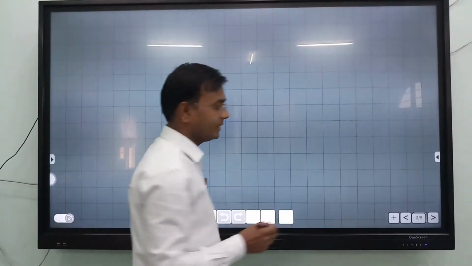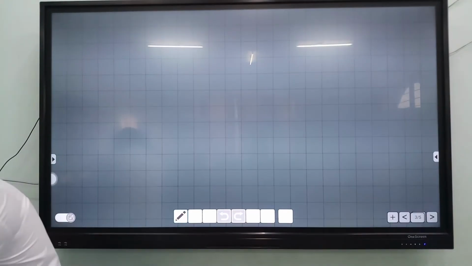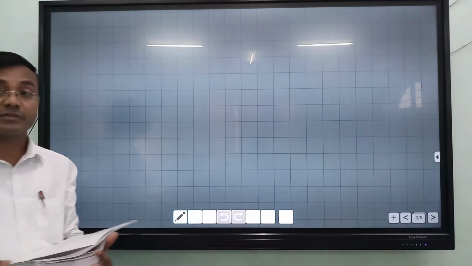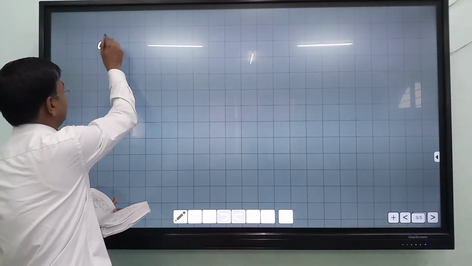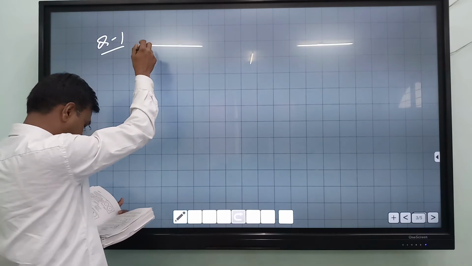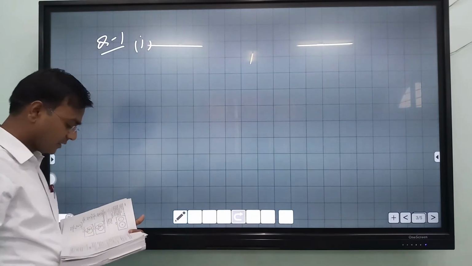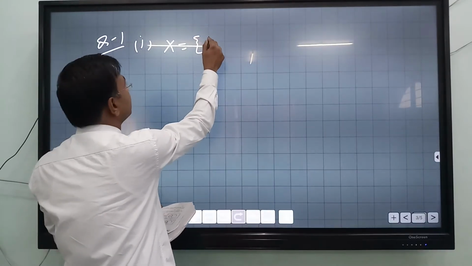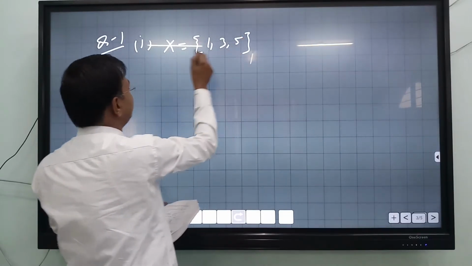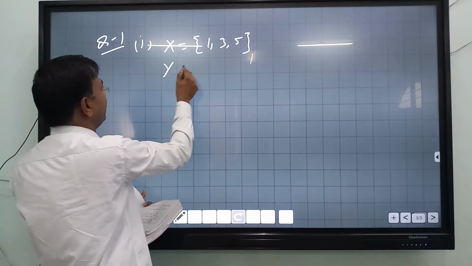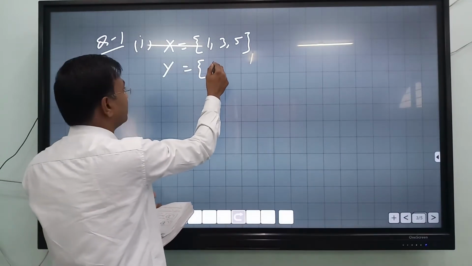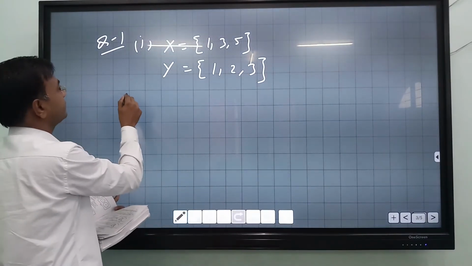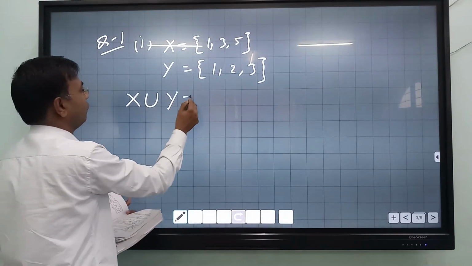Now let's solve some questions of the exercise related to these operations: union, intersection, and difference of sets. I'm taking question number 1, first part. Find the union in each of the following: X equals {1, 3, 5} and Y equals {1, 2, 3}. So we have to find X union Y.